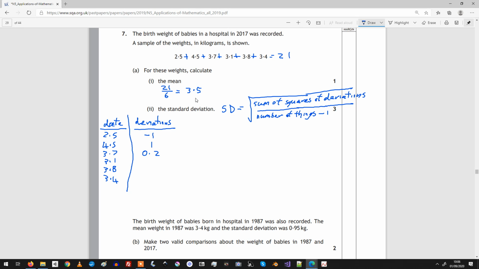3.1 is 0.4 less. 3.8 is 0.3 more, and 3.4 is 0.1 less. So these are the deviations, and now I want the deviations squared.